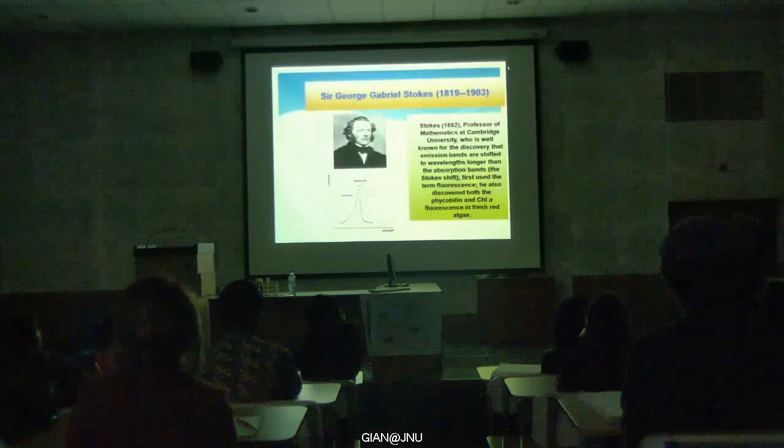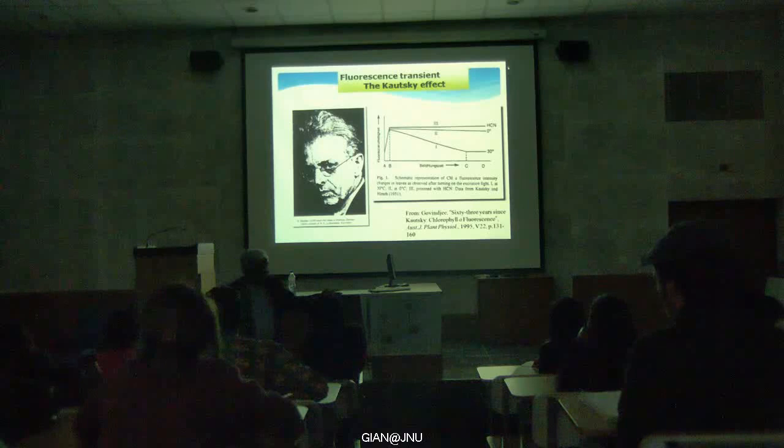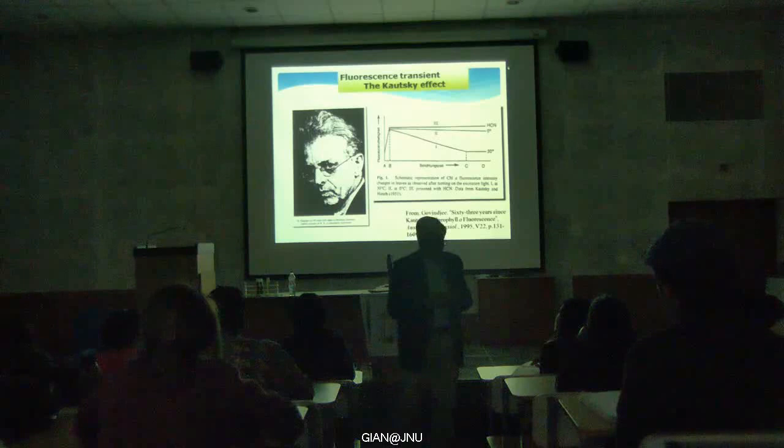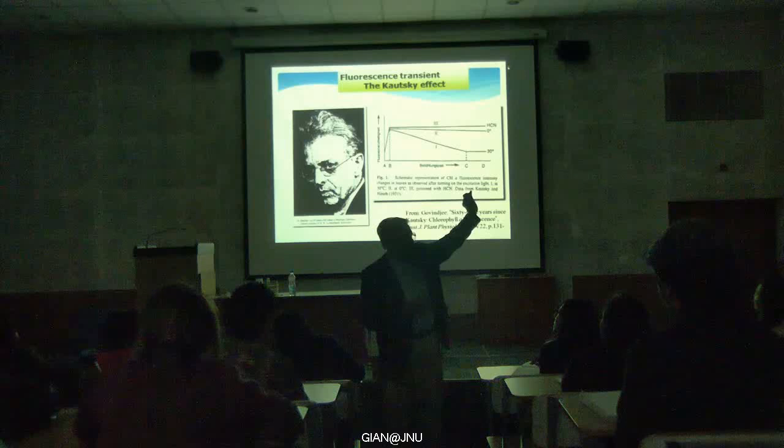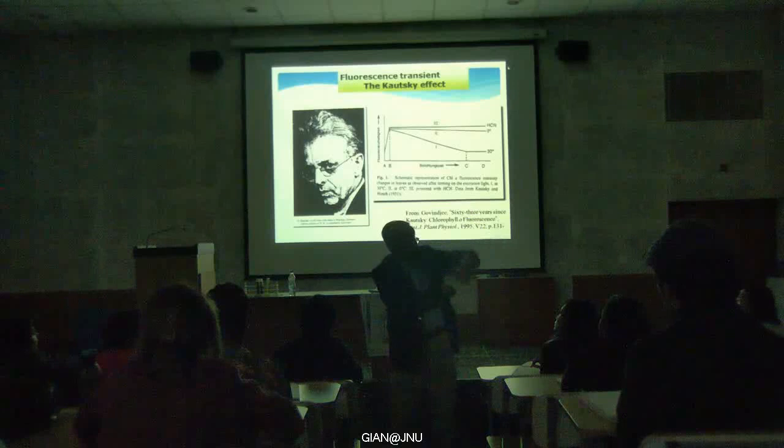There's another name, Kautsky, Hans Kautsky. What did Kautsky do? He went into a dark room and put some photosynthetic samples there, totally dark. There was a hole in the room with a cover over it, and sunlight was coming. He removed the cover and observed the samples with his naked eye. Isn't that fantastic? We don't do this. It seems simple as an experiment.